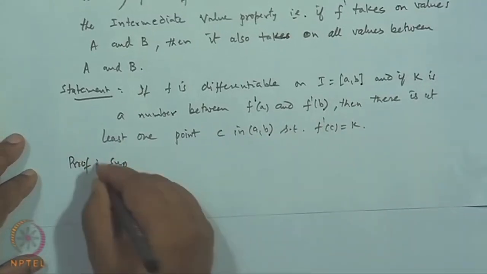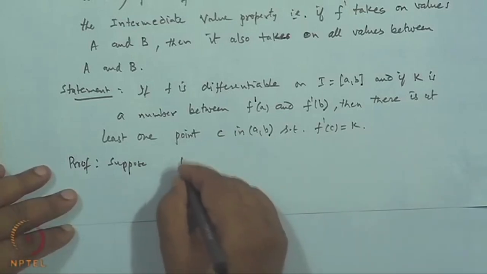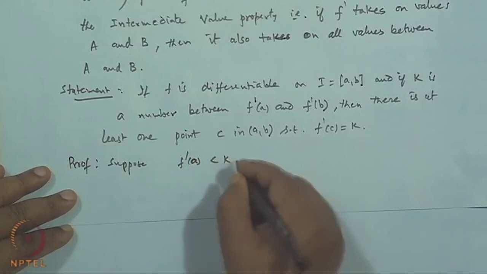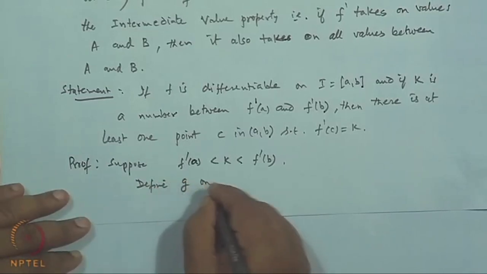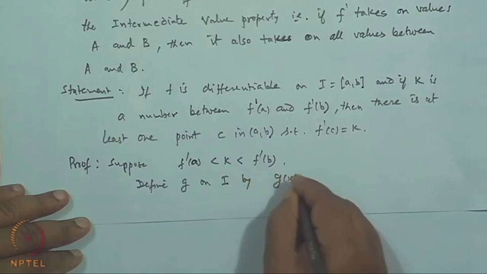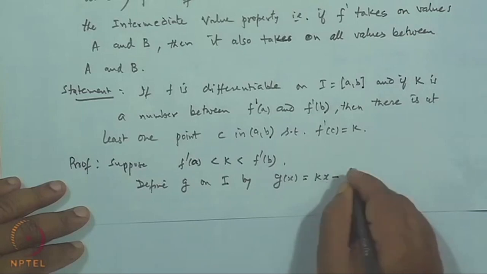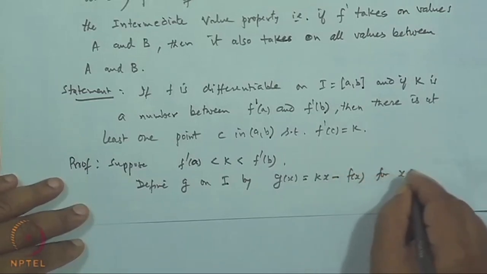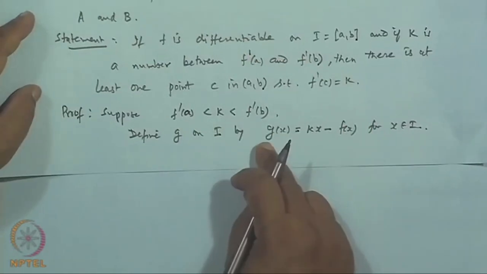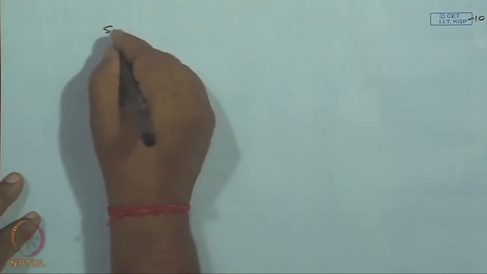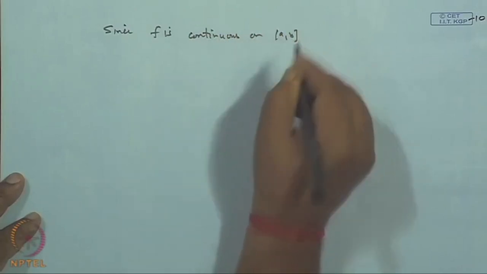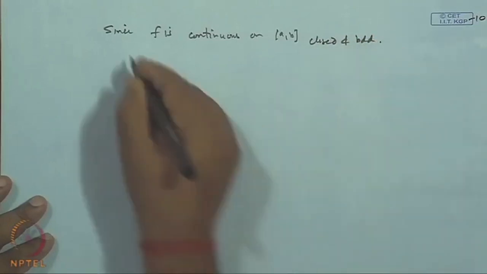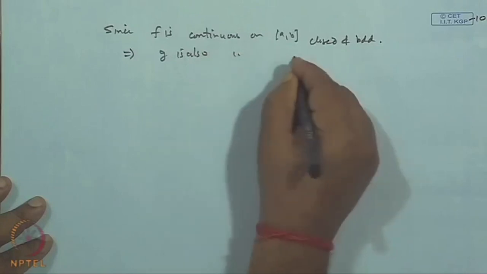Suppose that k lies between f prime a and f prime b. Now we define the function g on I by g(x) equal to kx minus f(x) for x belonging to I. Now, since function f is continuous and differentiable, g is also continuous and differentiable. Since f is continuous on the closed and bounded interval, g is also continuous on the closed and bounded interval.